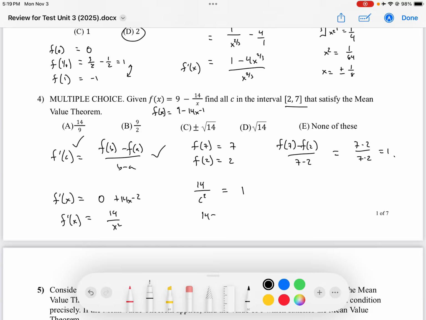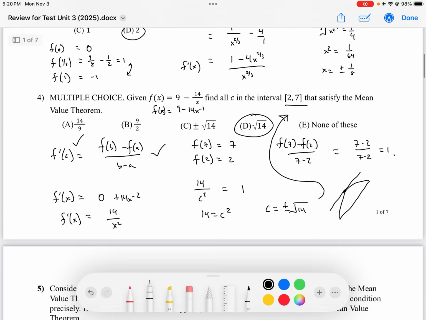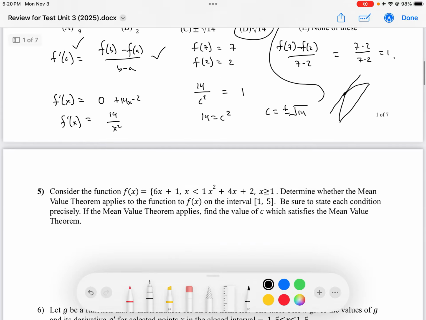That should give me 14 equals c squared, so c equals plus or minus root 14. Now, this has to be on the interval 2, 7, so I'm going to choose just the positive root 14 and not the negative root 14 because it's not on that interval. So essentially, I've got some function from 2 to 7, the slope is 1, and I found the point, an x value of root 14, where the tangent was parallel to the secant.